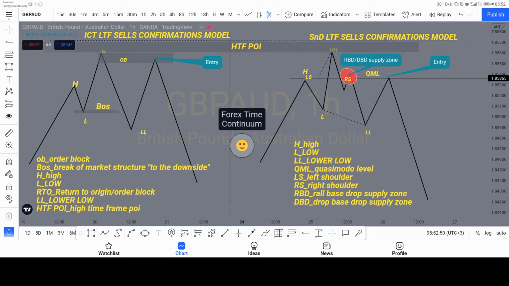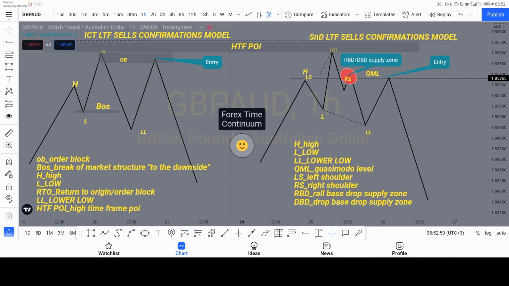When the price comes back to that level, the QM level, which is in line with the left shoulder, taking note of that supply zone, you have your entry. I prefer this model because as you can see with your own eyes, it's more realistic, and it has more information.